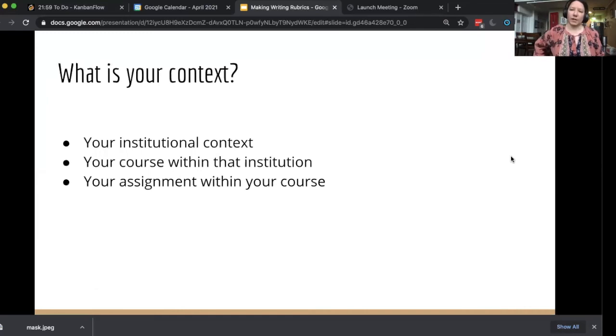All right, if you're thinking like a writer, the next thing you need to look at is what's your context. Think about your institutional context. So what kind of school are you working at? What does your population of that school look like? What is their experience with writing? You don't want to use terms on your rubric or things that they wouldn't be familiar with. What grade level are they?